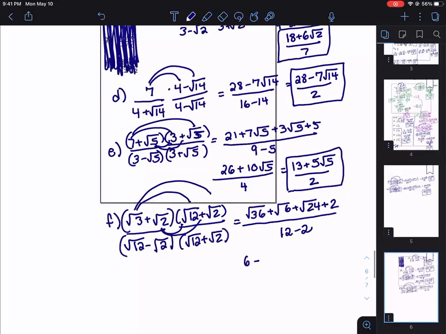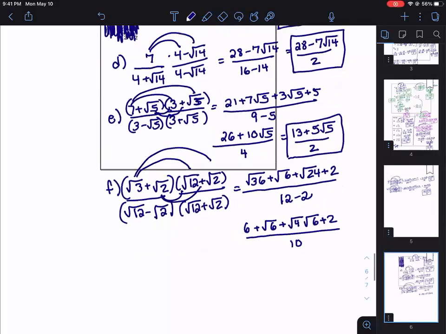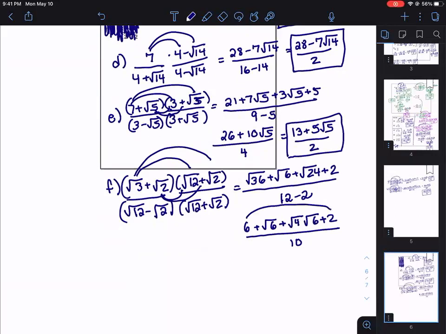We get 6 plus radical 6 plus radical 4 times radical 6 plus 2 over 10. So the 6 and the 2 will combine to an 8. The 1 radical 6, which is right here, plus the 2 radical 6 will give me a 3 radical 6 over 10. And that should be our final answer there.